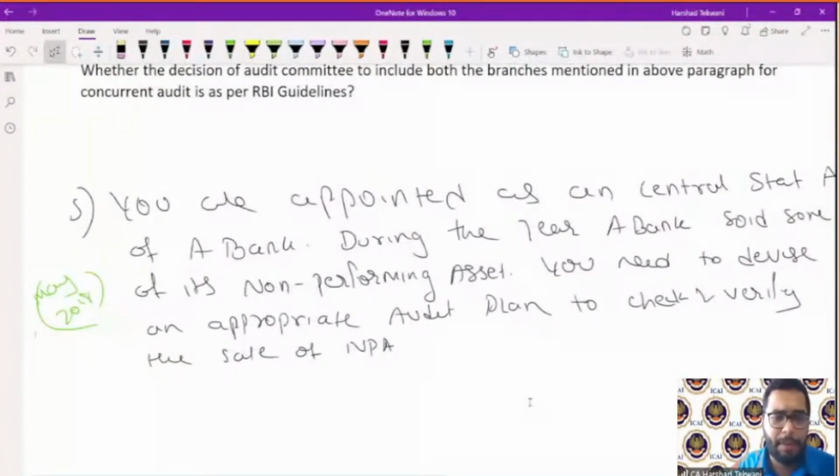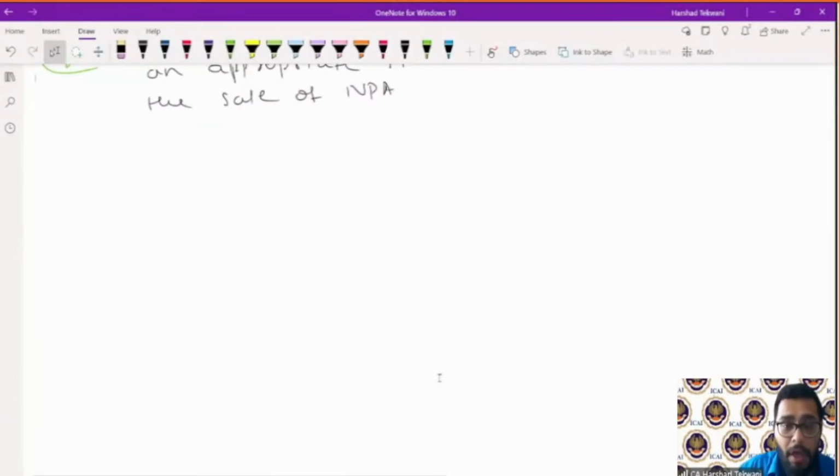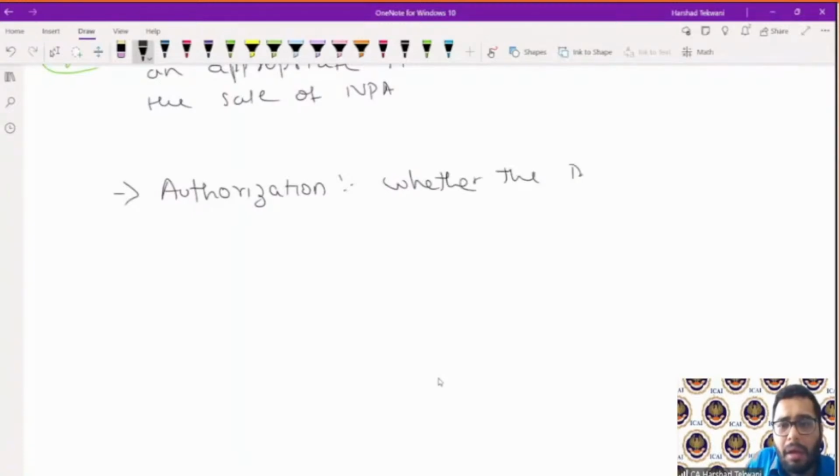This is the descriptive one, so I will be directly discussing the answer over here. Now, first of all, if you have to verify the non-performing asset sale, you need to go with the logic. What is the logic we are discussing over here is, once you are selling a non-performing asset, what you need to verify first of all, first is authorization. Whether the bank is authorized to sell NPA.